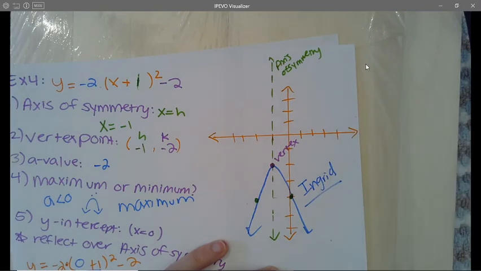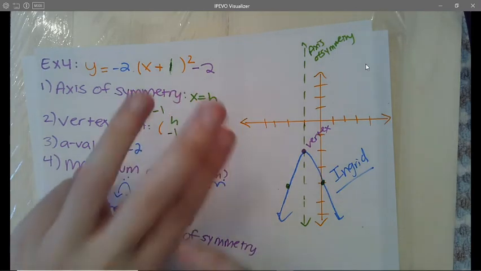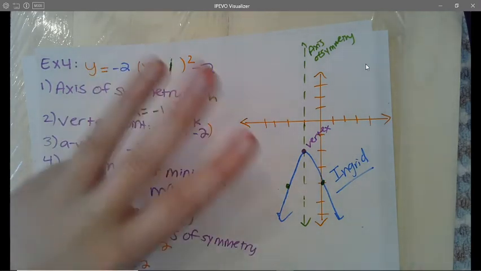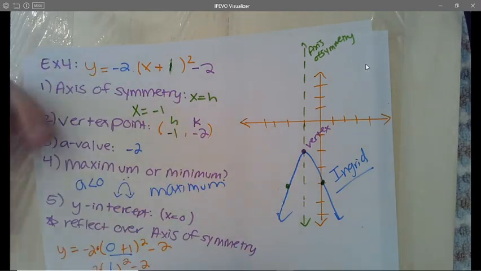Well, there you guys have it. We've learned how to graph in standard form. We've learned how to graph in factored form, and now we've learned how to graph in vertex form. You know 3 ways now how to graph from a quadratic equation. Isn't that really neat? I know.